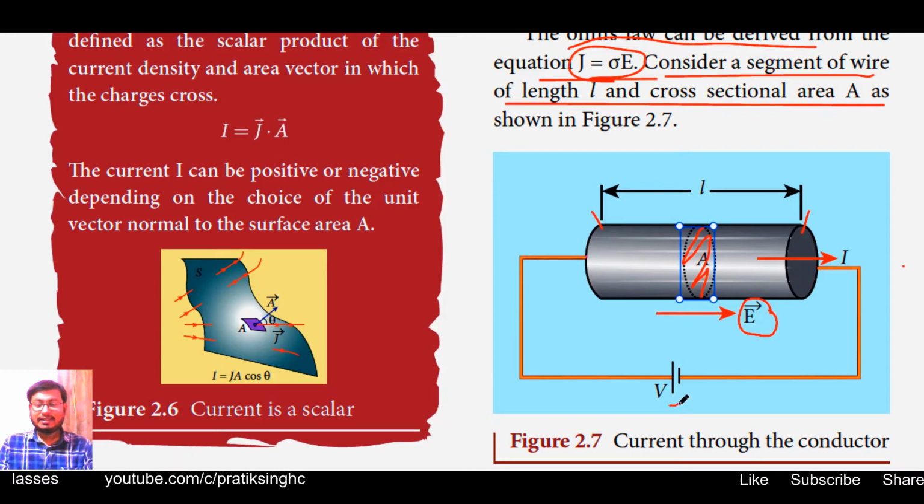It is connected to a battery, and the battery will give a potential of V. We know very well that the direction of flow of charges outside the battery will be from the negative terminal to the conductor and then back to the positive terminal. This is the direction of flow of charges. So let us see what is given in the book.